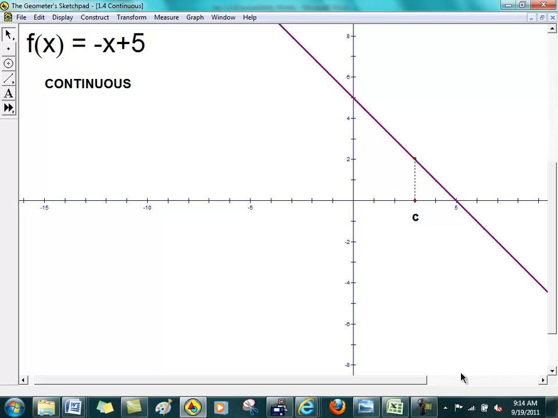Okay? What about the third condition? Does it satisfy the third condition? The limit exists, and the limit is equal to the value of the function. So what's the value of the function at C? 2, and the limit is 2. So this is a continuous function.